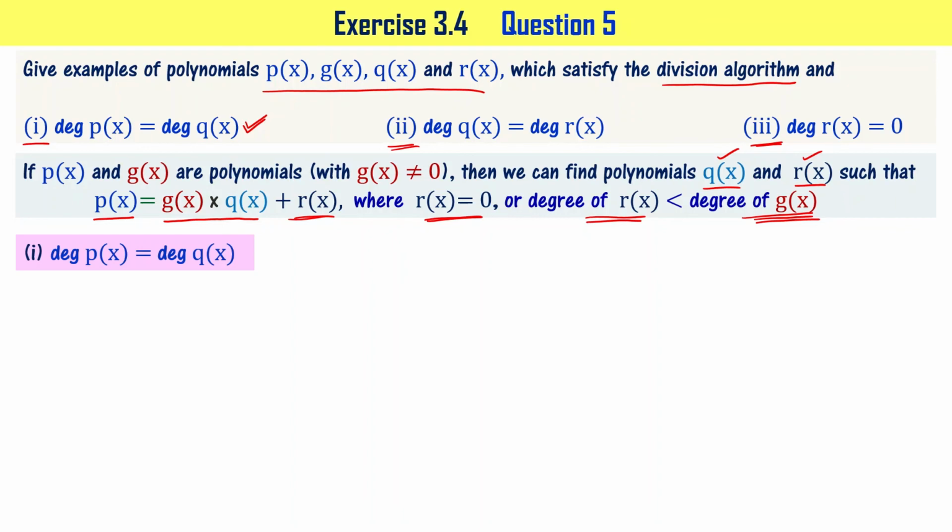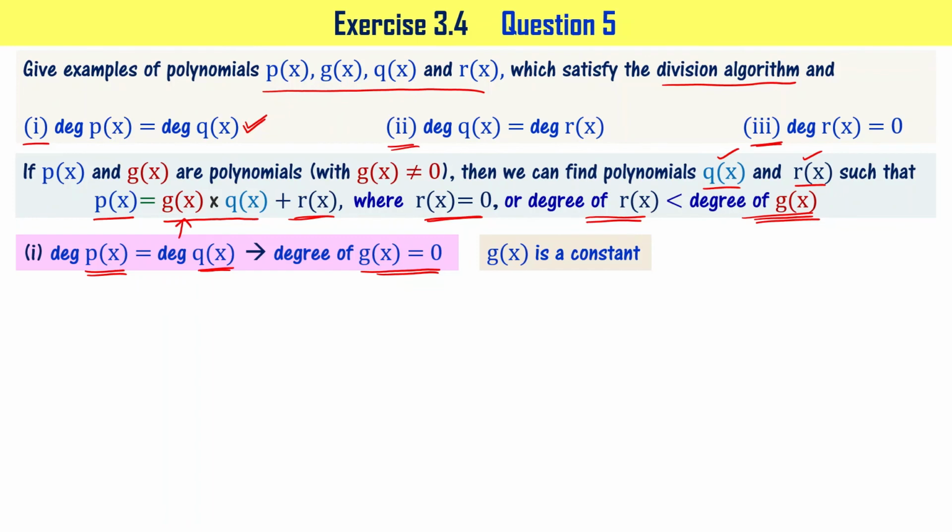But in this particular case, we want to say degree of p of x equal to degree of q of x. It means degree of g of x has to be 0, right? If you say that degree of a polynomial is 0, means that is a constant, right? That's why we can say that g of x is a constant.